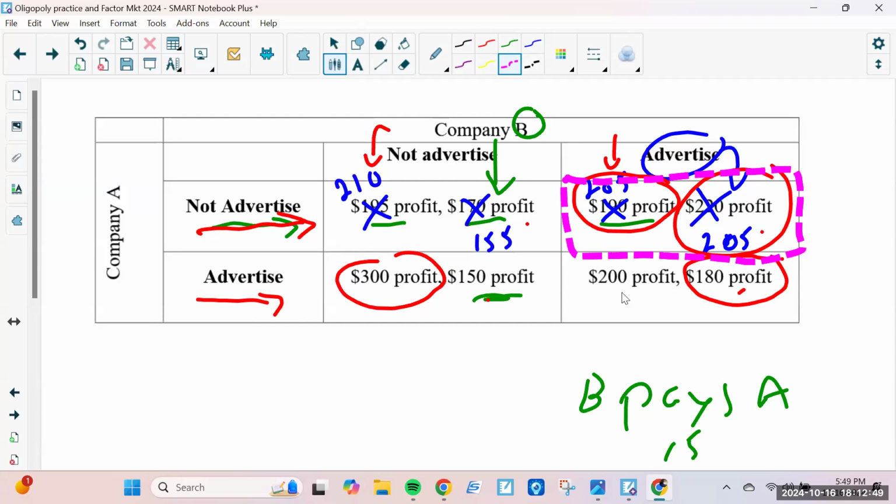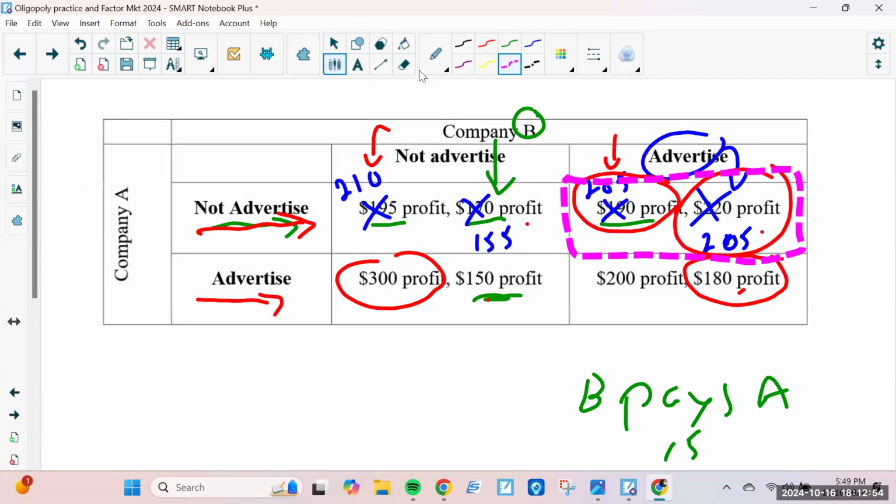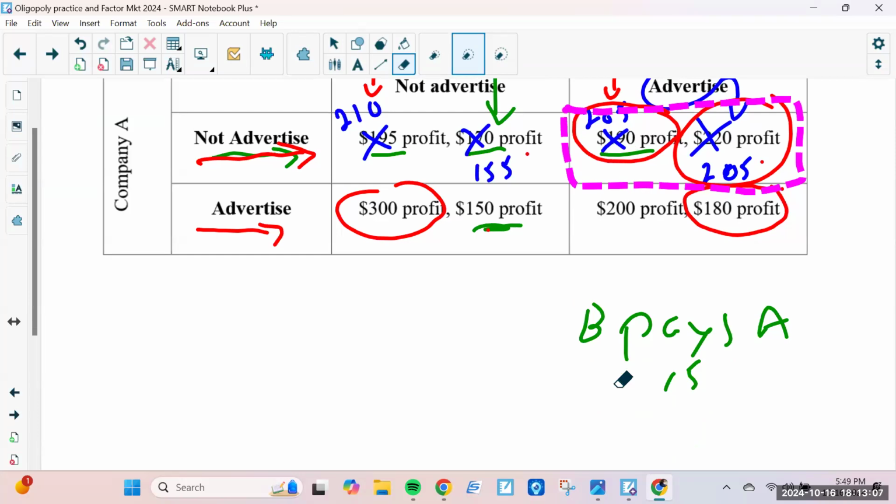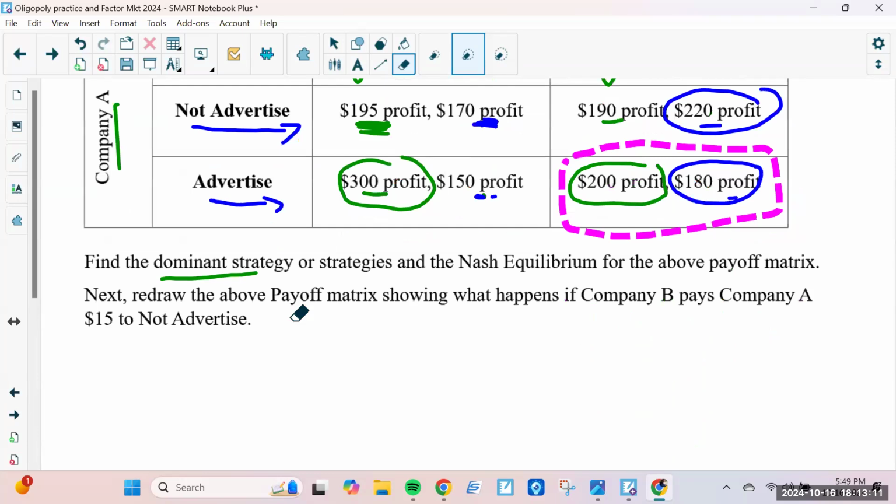Everybody's profits went up because before, A was making 200 and B was making 180. Now A is going to make 205, and B is going to make 205. So that was actually a good deal for both B and A. What they would ask is, would they take that deal? And the answer is yes.